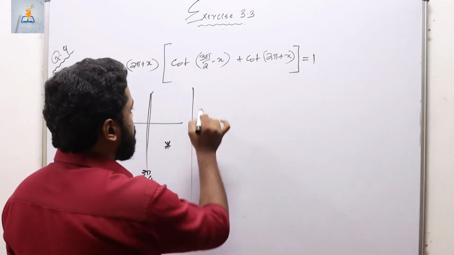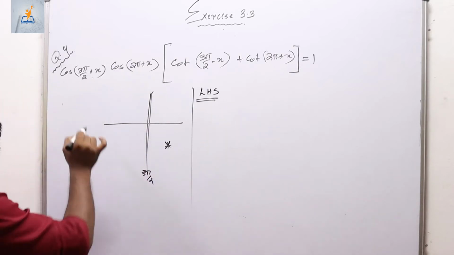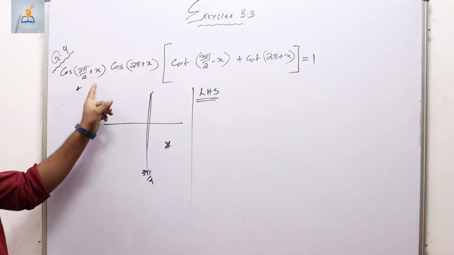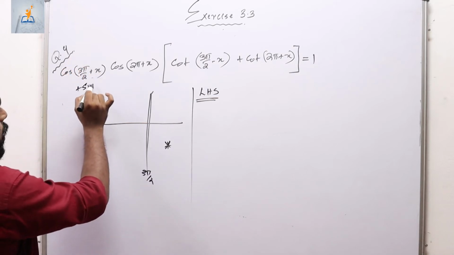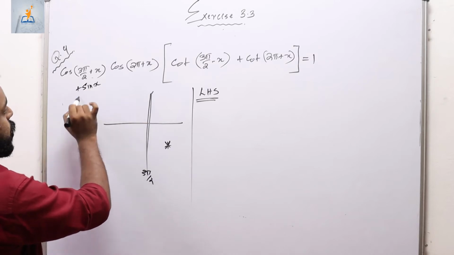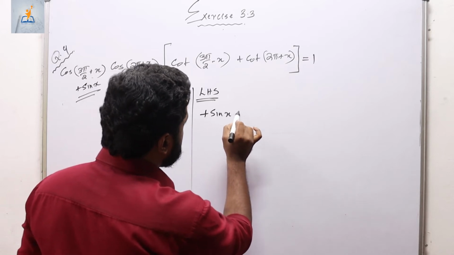Let us write the LHS directly. LHS equal to cos(3π/2+x). So it will be positive, and since the sum is taken with an integral multiple of π/2, the trig function will change to its co-function, so it will be plus sin x. So LHS becomes plus sin x into.